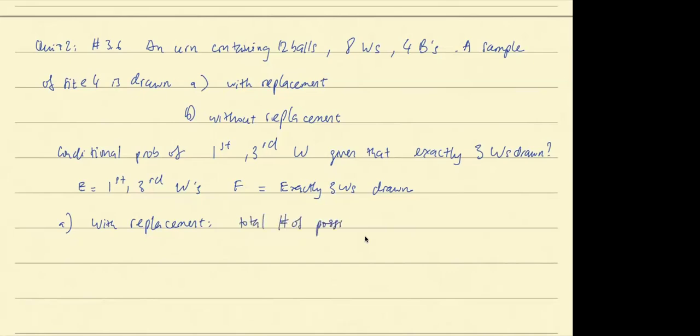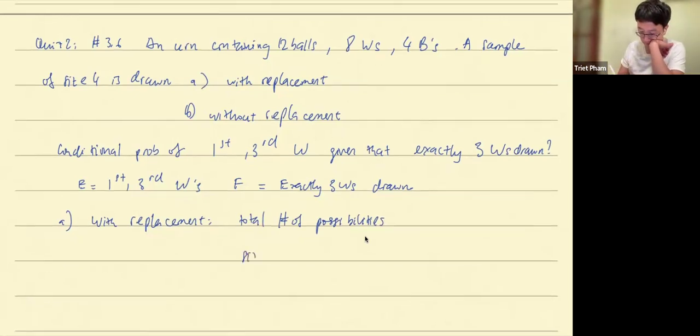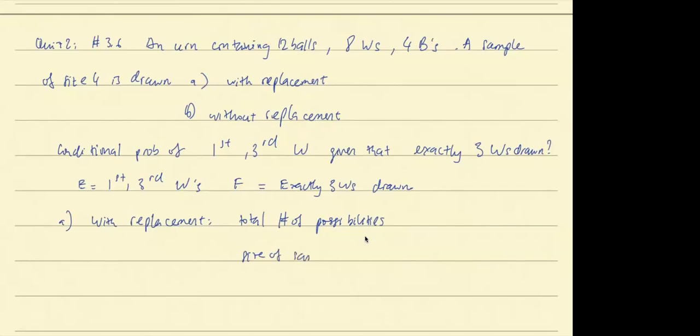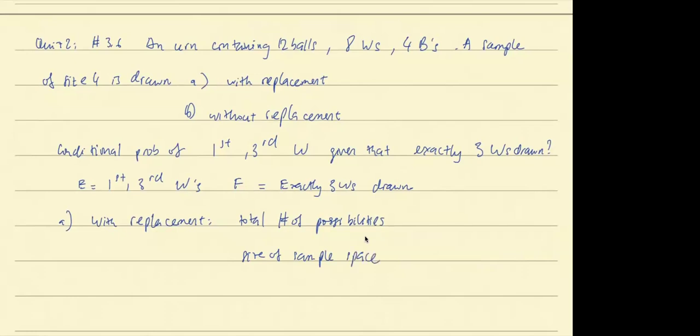12 choose 4. That is with or without replacement? That's the mistake I made last time too, right? It's just language, but we want to make sure. 12 choose 4, is that with or without replacement? I think it's with. No. With replacement means what? Without replacement, sorry. Yeah, 12 to the fourth power.